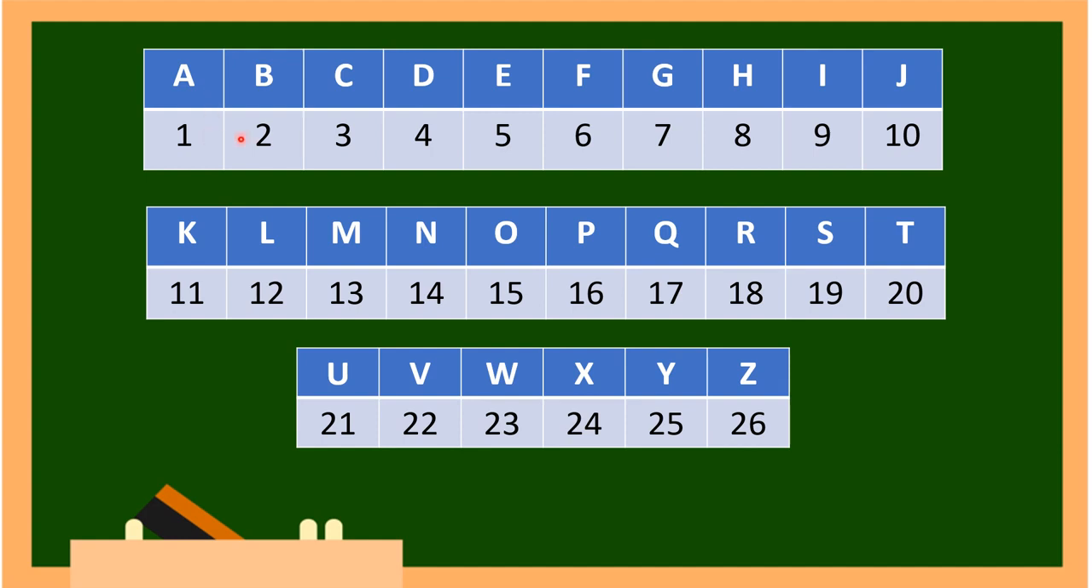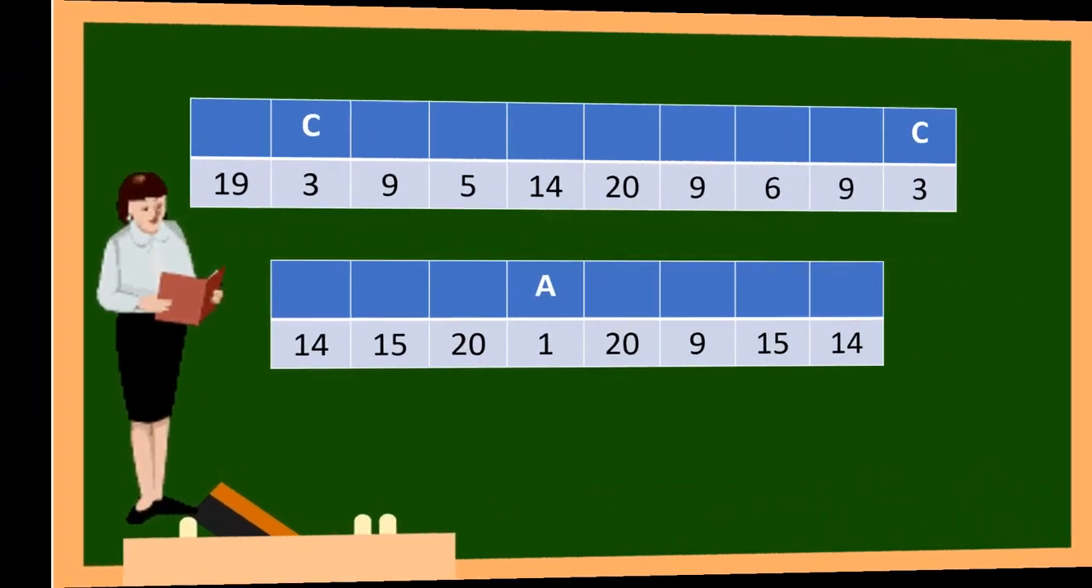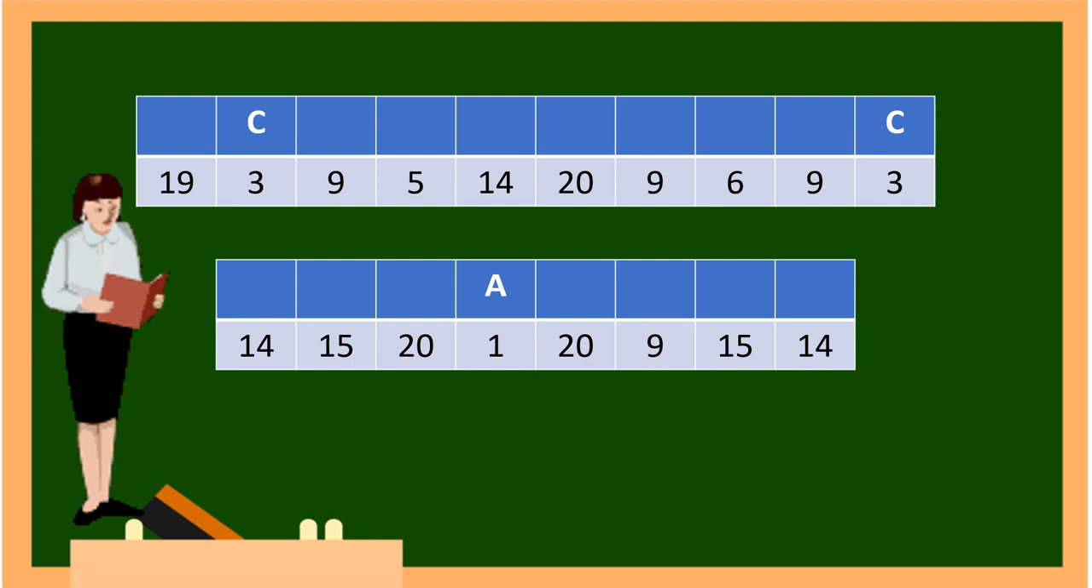A is 1, B is 2, C is 3, up to the last letters. We need to write the letter that corresponds to the given number. For example, we have number 1. Number 1 is letter A. For number 3, we have letter C.